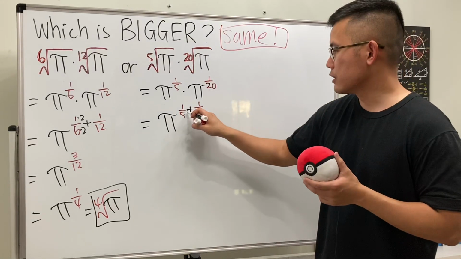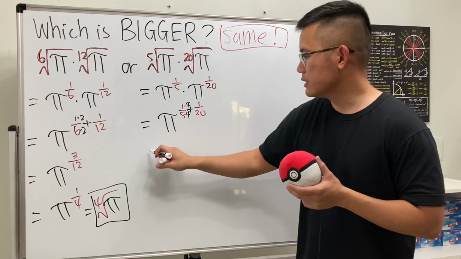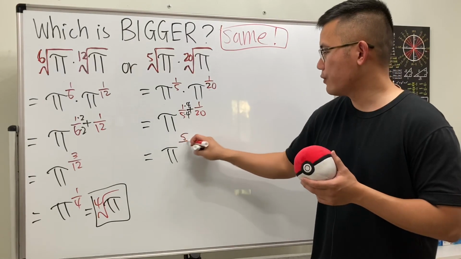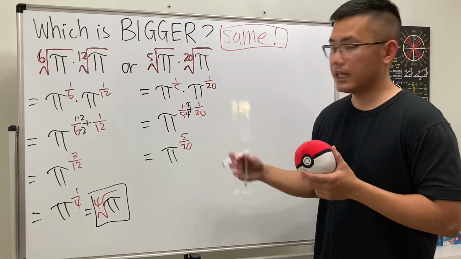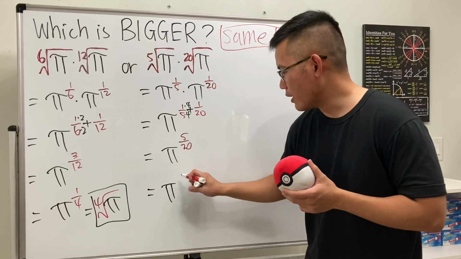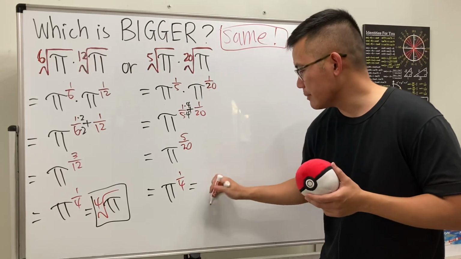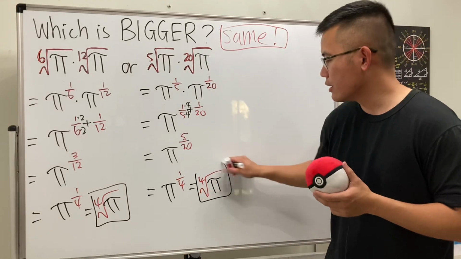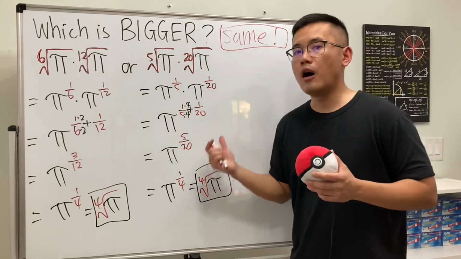Now let's multiply this by 4 and 4, and we see that this is pi to the 5 over 20. And guess what? This reduced to 1 over 4 for the power, and that's the same as the 4th root of pi. See, I told you they are the same.